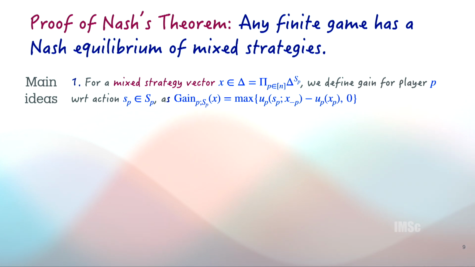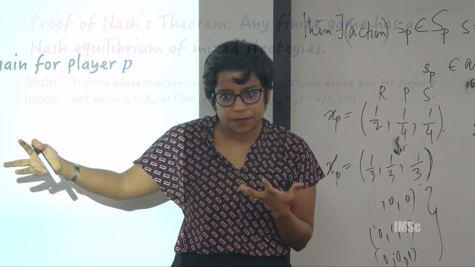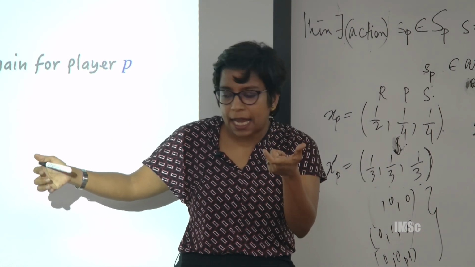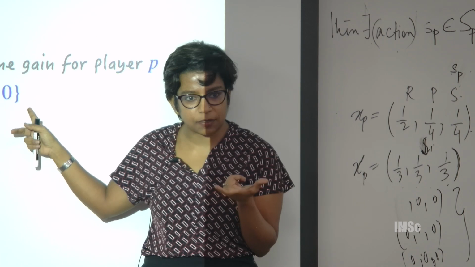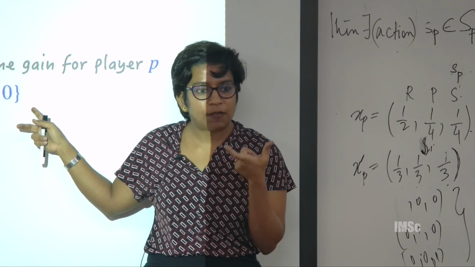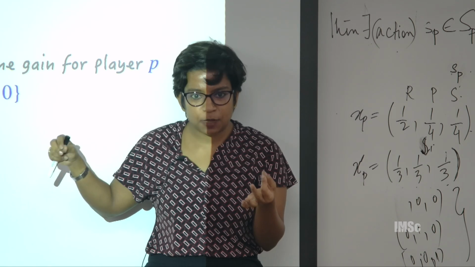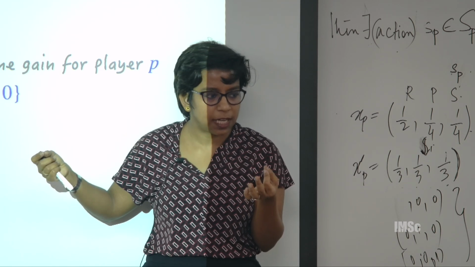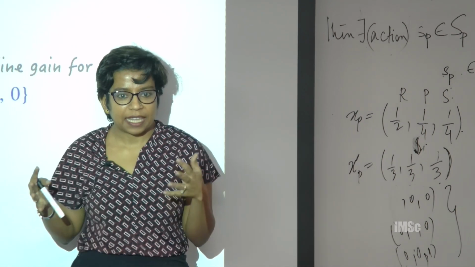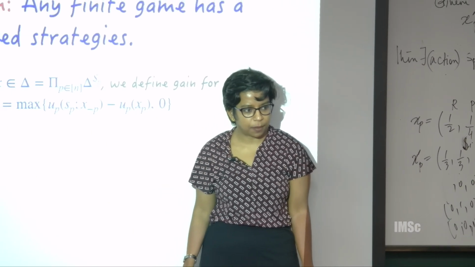So, given that we already know this, if a particular profile, a given x, is not a Nash equilibrium, there exists a deviating pure strategy, right? And for that x, this value will be positive. So, if I can show that there exists an x for which no matter which player you take and no matter which action you take, the gain is always 0, that means x is a Nash equilibrium.